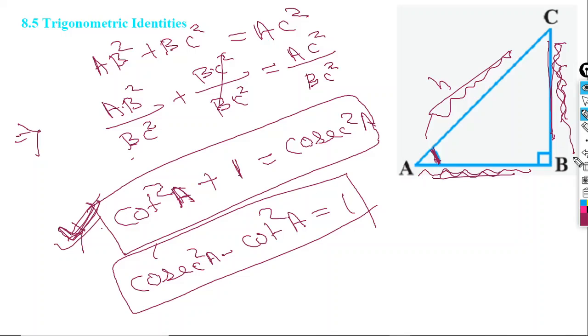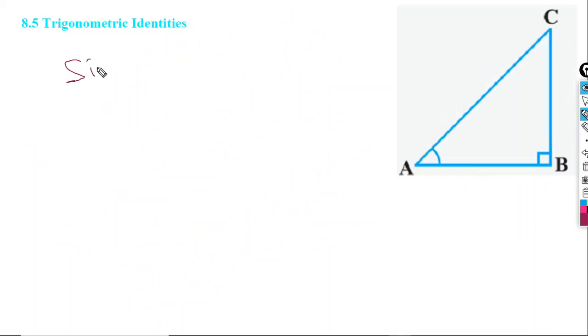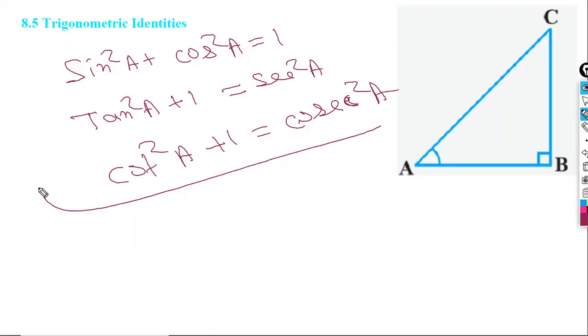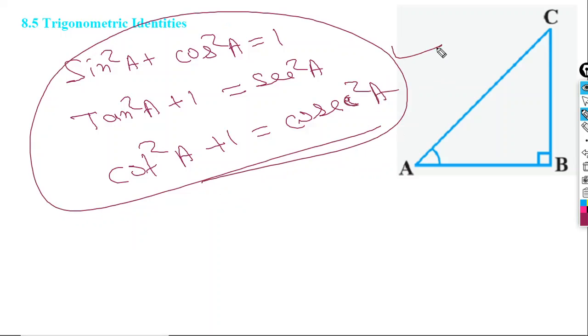Now I will write it for you again. First one was sin square A plus cos square A equal to 1. Then tan square A plus 1 equal to sec square A. Cot square A plus 1 equal to cosec square A. So these are the three identities that you have to remember. Now this is all. Now you try the examples. There are very nice, beautiful examples. Then we will move to the next exercise 8.4. Okay. Thank you.